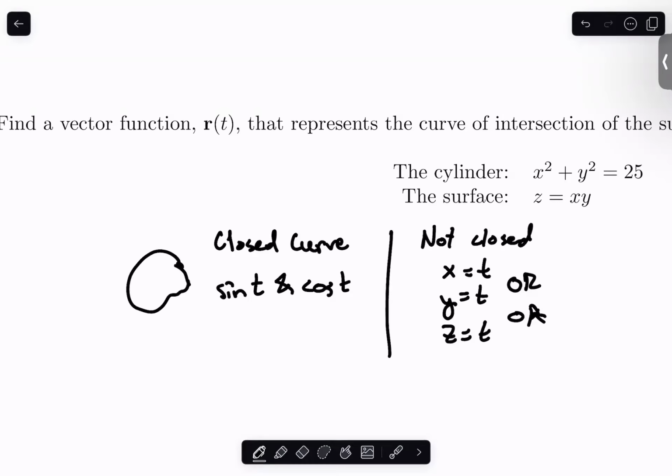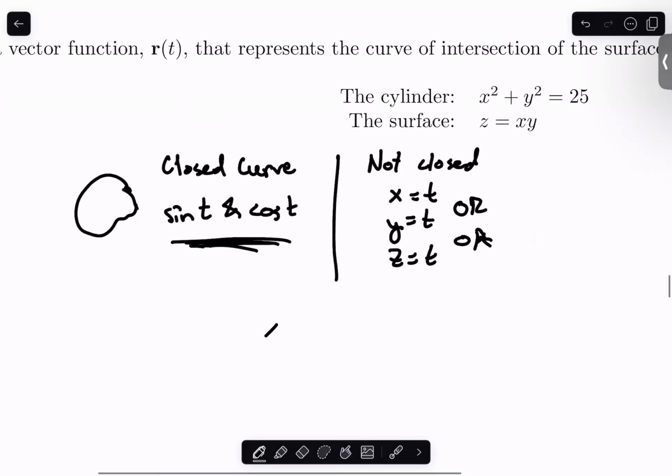And in fact, x squared plus y squared is like our good old circle equation back in 2D. Now, again, it's a cylinder because we're in 3D. But so it seems likely that this is going to be closed. So when I read this, I'm thinking more about the sines and cosines. So in this case, I would probably start off here with x is equal to cosine and y is equal to sine.